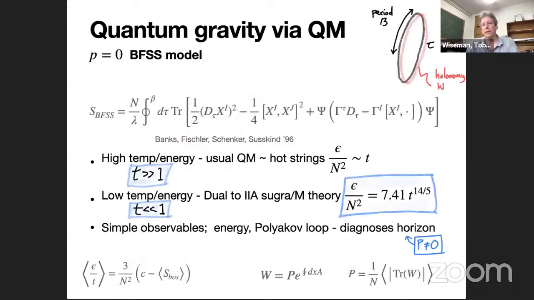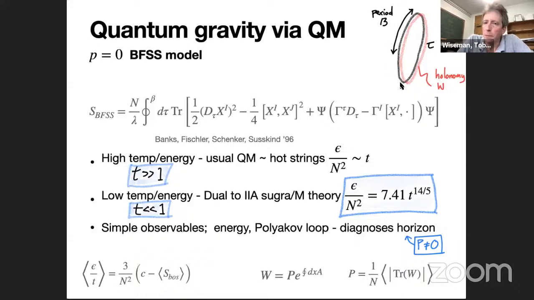Okay, so let's have a look at this lowest dimensional case, p equals zero. This is the old-fashioned BFSS model of matrix theory, Banks, Fischler, Shenker, Susskind, here it is. And so at low temperature, T much less than one, dimensionless temperature, we have an explicit prediction for how the energy should go. At high temperature, it doesn't correspond to black hole physics. And in fact, energy must go like temperature just on dimensional grounds. And there are some simple observables in this theory. There's the energy density itself, which you can calculate on the lattice fairly straightforwardly.